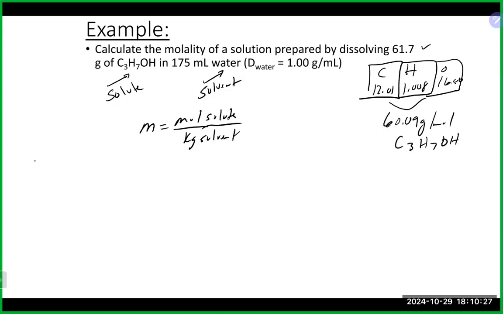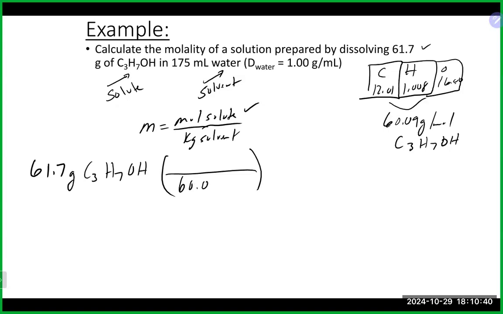Using that to get our grams into moles, which is what we need here up on top. Again, using the molar mass here as a conversion factor, 60.09 grams on the bottom, moles up on top. And that will get us here 61.7 divided by 60.09. It looks like 1.027 moles. So that's going to be up on top.